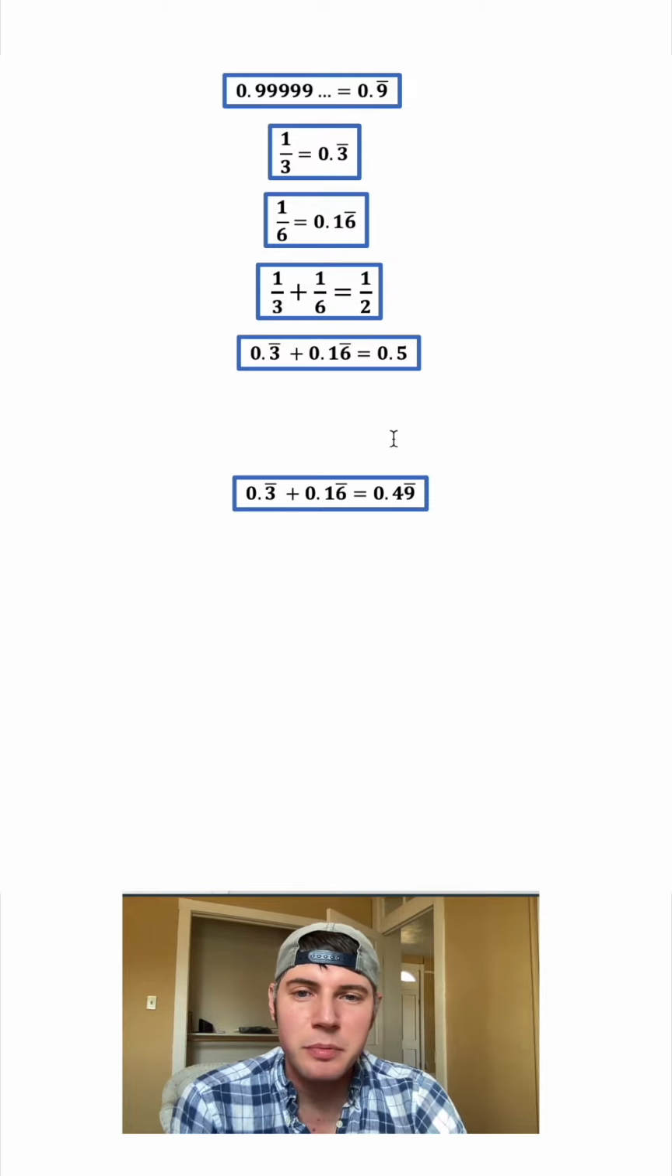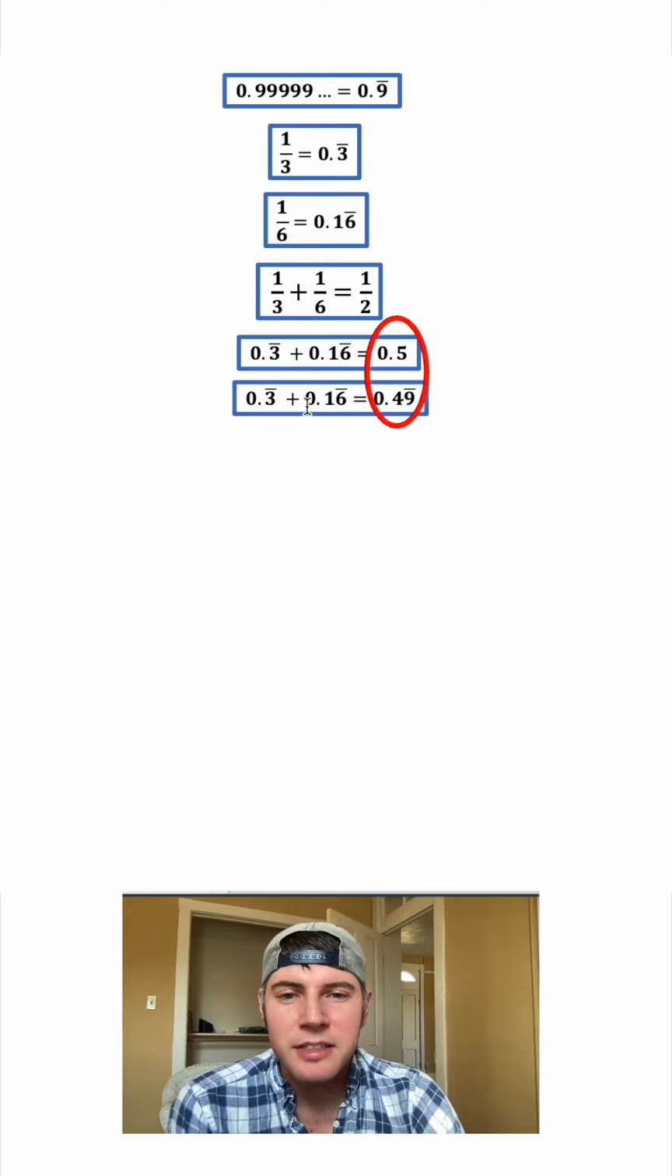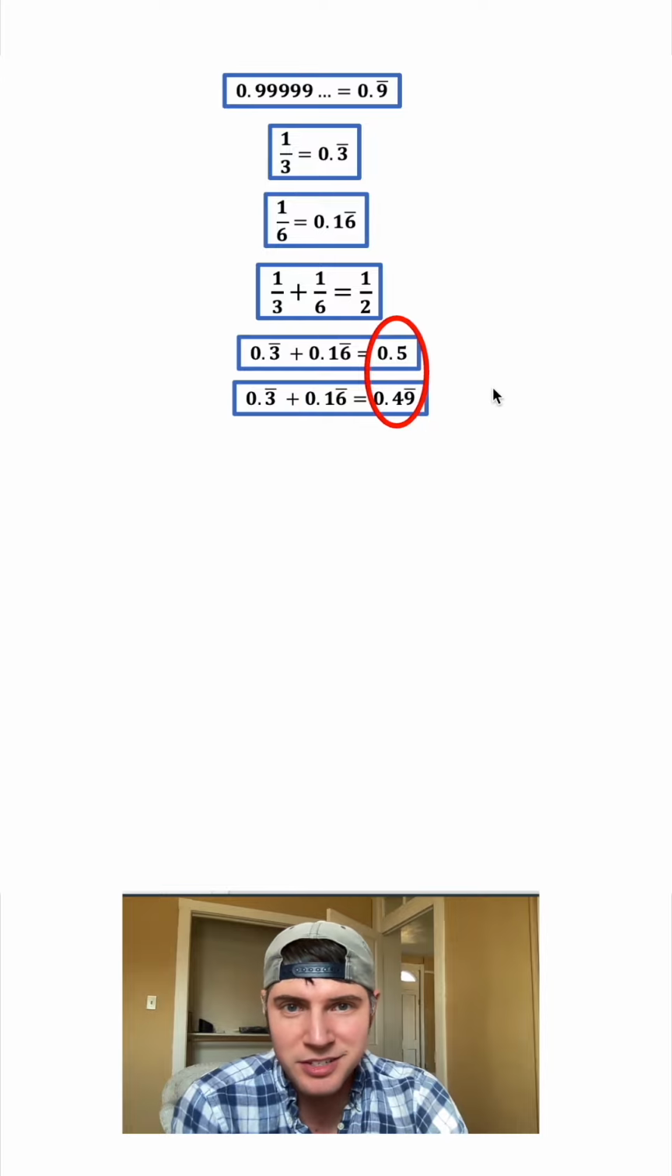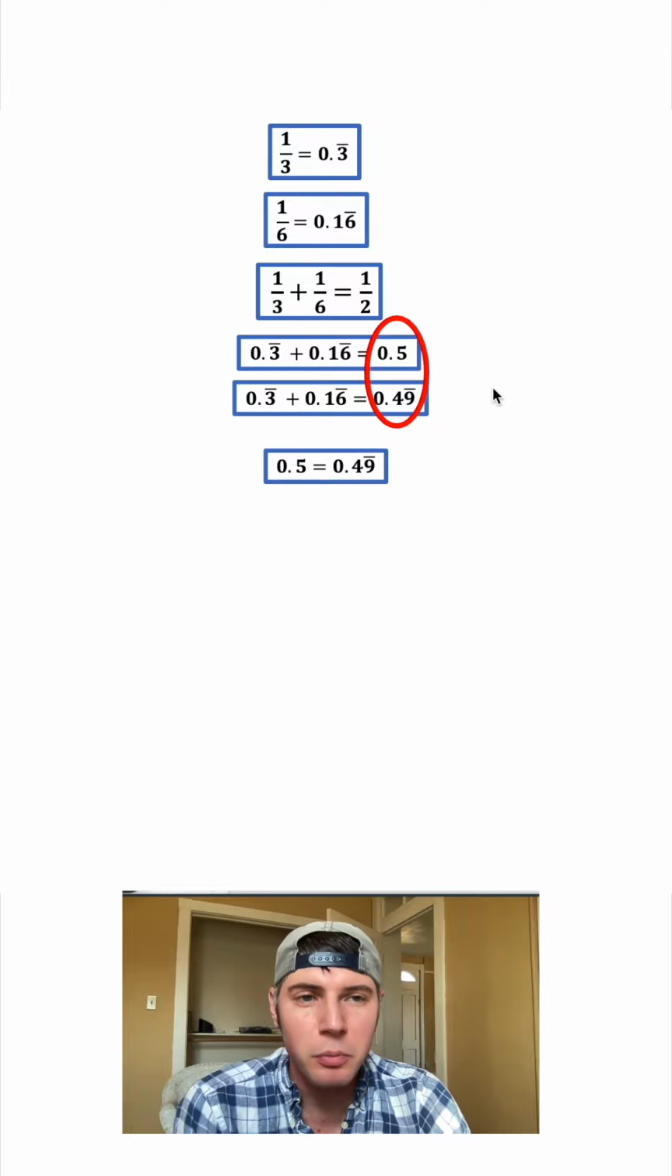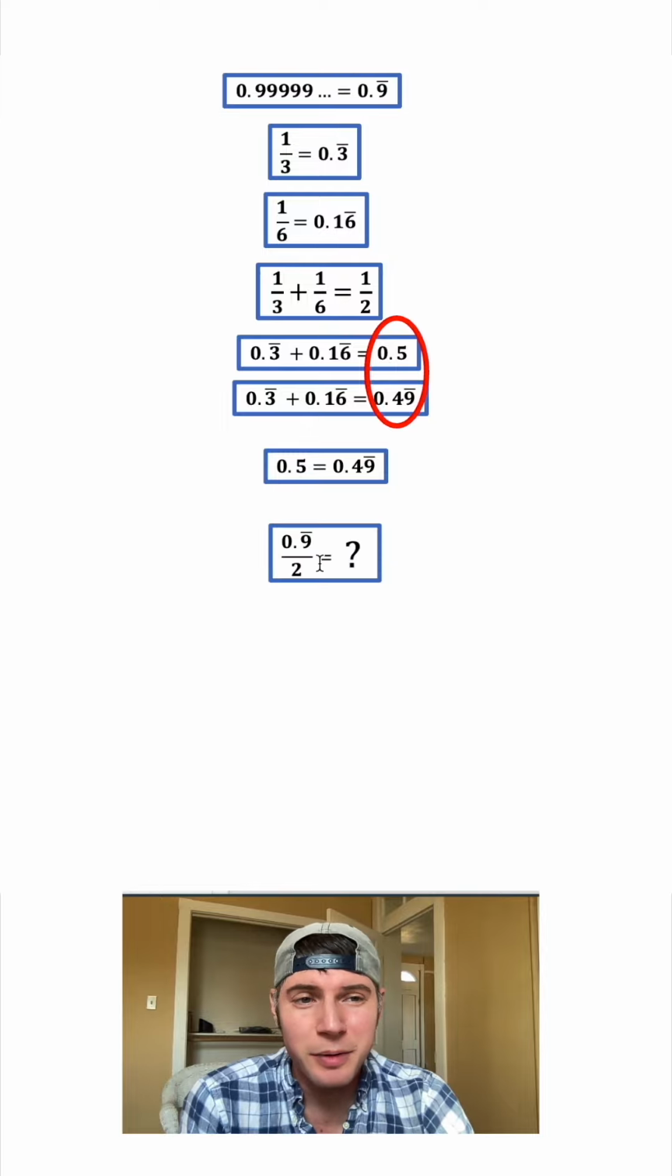that. Now if I clean that up and bring these together, these are the exact same thing. That means that what they're equal to has to be the same thing. So 0.5 needs to equal 0.49 repeating. This is how repeating decimals work, and you can do math with them. Now let's talk about the original question.